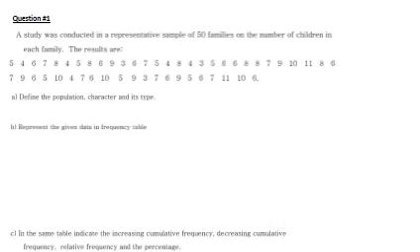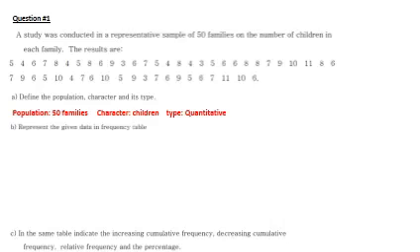A study was conducted in a representative sample of 50 families on the number of children in each family. The results are, as you can see. Define the population, the character, and its type. The population, of course, is the 50 families. The character is the number of children, and it's quantitative.